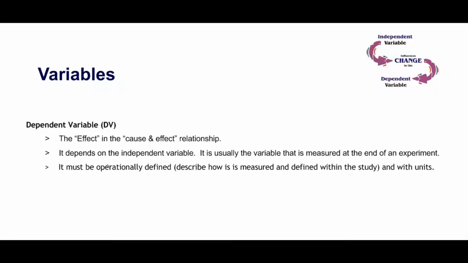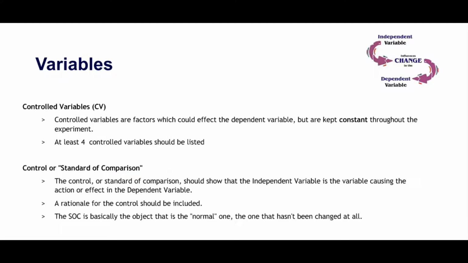Dependent variable, this is the effect in the cause and effect relationship. It depends on the independent variable. We're also going to define the dependent variable as well. All right, the controlled variables, these are going to remain constant. That's the key here. Controlled variables are also known as constants. So I want you to have at least 4 constants. These are things that are not going to change because there's only one thing that you're changing, and that's the independent variable. And you only have one independent variable.